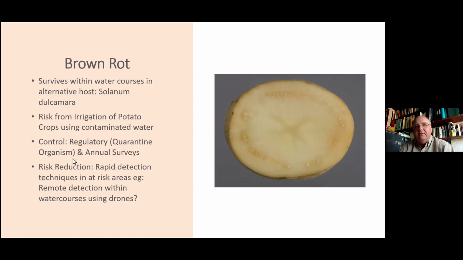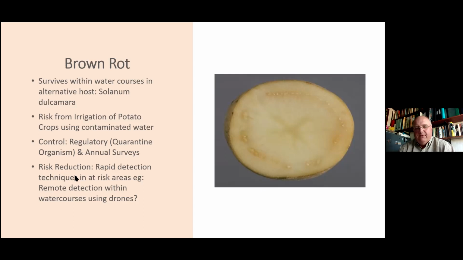So the control mechanisms at the moment are predominantly regulatory, since it's a quarantine organism, and also annual surveys. Now, those annual surveys are not only time consuming, but relatively difficult to do, because you've actually got to get into the watercourses to get the samples.